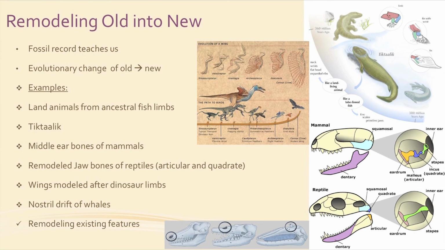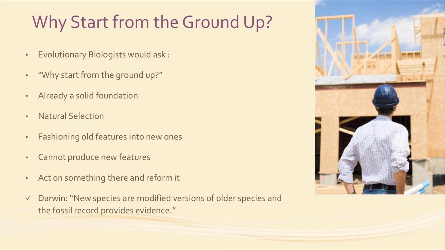Finally, the fossil record teaches us that evolutionary change always involves remodeling the old into the new. Evolutionary biologists would ask, why start from the ground up when you already have a solid foundation to start from? Natural selection acts only on remodeling existing features that the organism already possesses and fashions them into new ones. The only thing natural selection cannot do is produce new traits out of thin air. Therefore, Darwinism predicts that new species will be modified versions of older species, and the fossil record provides evidence for that.